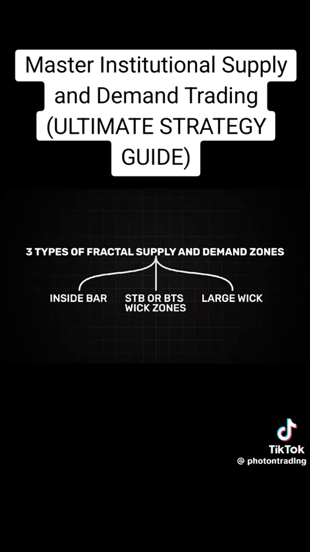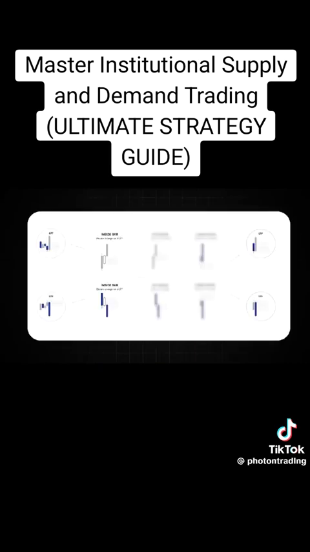Here are 3 types of fractal supply and demand zones. The first is an inside bar. This is when a candle fails to break the previous candle's high and low, and it trades inside of it. Inside bars are a range on a lower time frame.